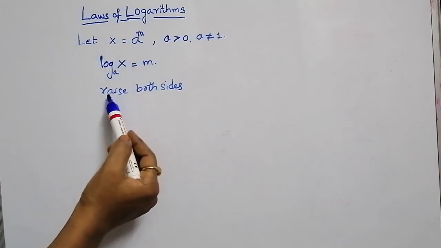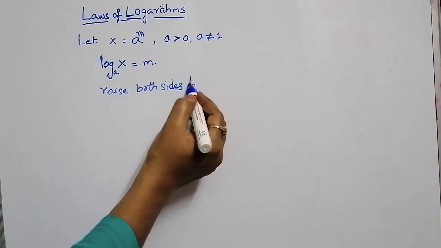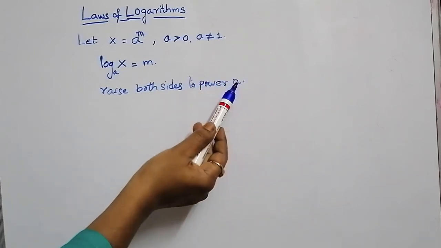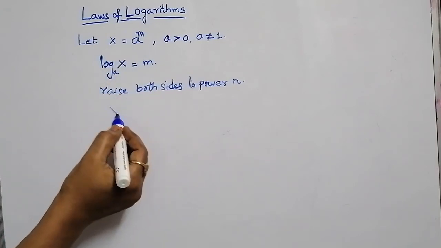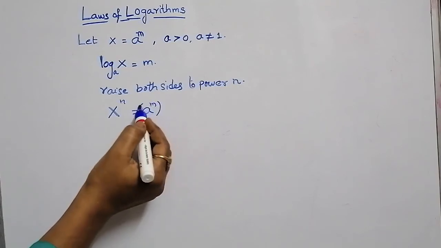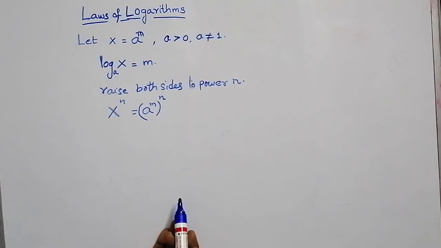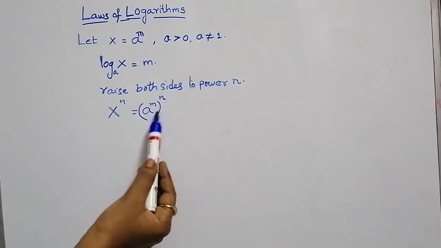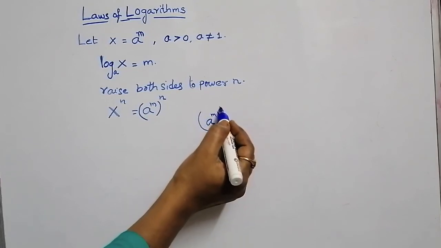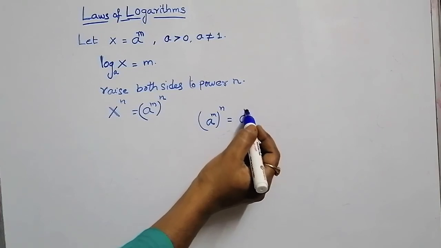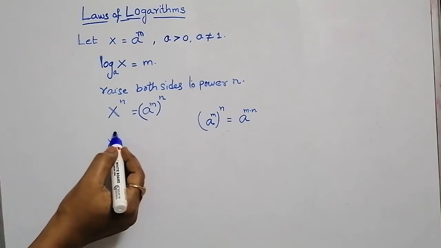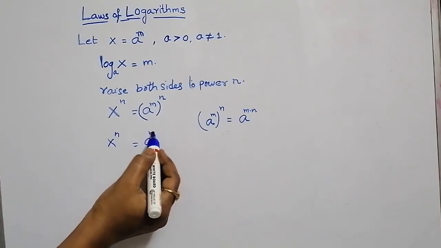Now what I am going to do is raise both sides to power n. That means I am going to take this n in the powers. x power n is equal to a power m, again to the power n. See here, this is in our exponential formula. What is our formula? I am writing here a power m whole power n is equal to a power m into n. Now apply this. So we will get x power n is equal to a power m into n.